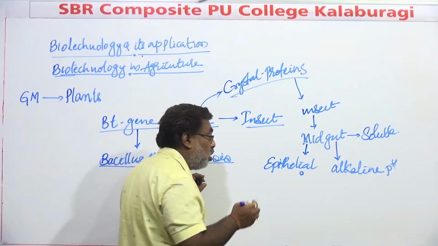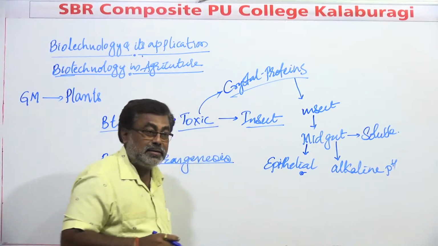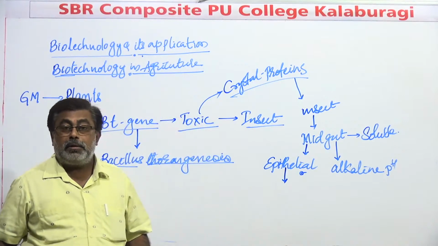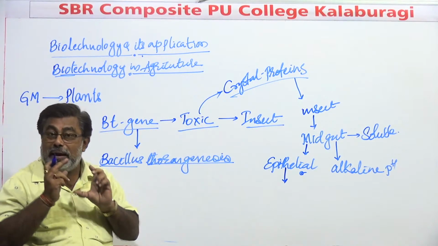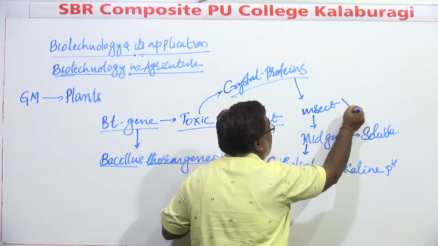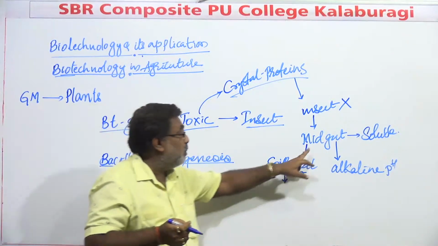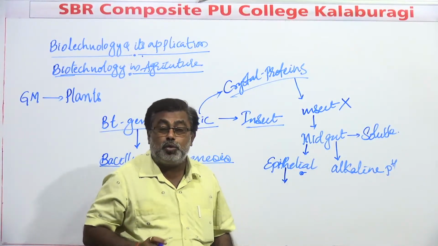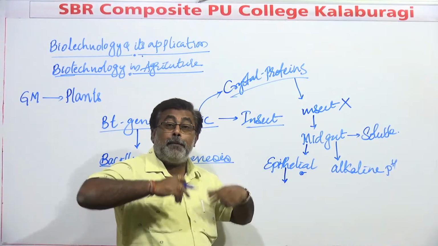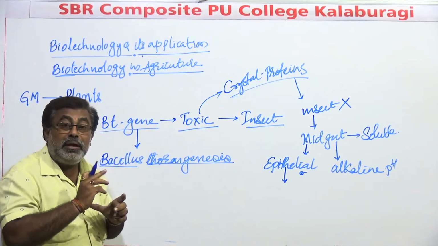Through these pores in the epithelial cells, fluid enters, and the epithelial cell becomes swollen. As it becomes swollen, the insect will die, because complete excess swelling of the epithelial cells in the midgut leads to the death of the insect. By this, the BT kills the insect.